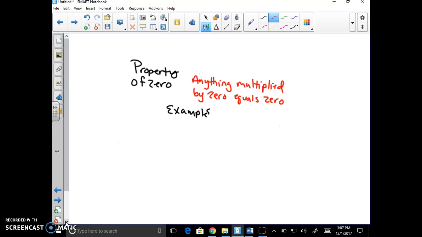Okay, so anything multiplied by 0 equals 0 is the main idea for the property of 0. Examples: 5x times 0 equals 0. And then the other one would be (x plus 7y) times 0 equals 0.